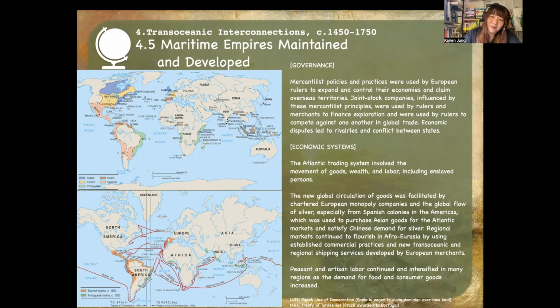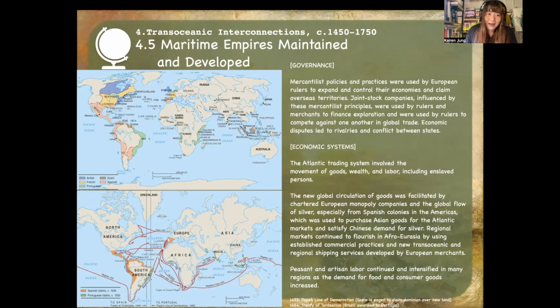In terms of economic systems, the Atlantic trading system involved the movement of goods, wealth, and labor, including enslaved people. The new global circulation of goods was facilitated by chartered European monopoly companies and the global flow of silver, especially from Spanish colonies in the Americas, which was used to purchase Asian goods for the Atlantic markets and satisfy Chinese demand for silver. Regional markets continued to flourish in Afro-Eurasia by using established commercial practices and new transoceanic and regional shipping services developed by European merchants. Peasant and artisan labor continued and intensified in many regions as the demand for food and consumer goods increased.